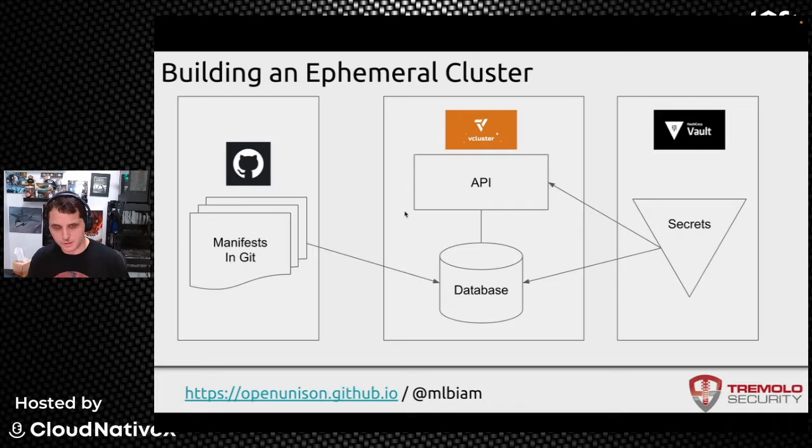So we've got our foundation. We've got where we're going to store our data. We've got the APIs available. But the next thing we need to do is figure out how we're going to get our manifests that are stored in GitHub into our vCluster.